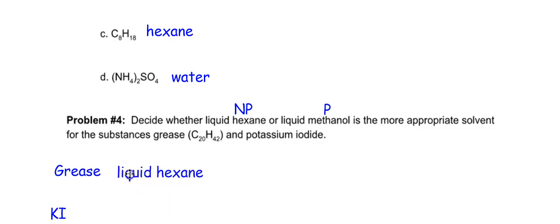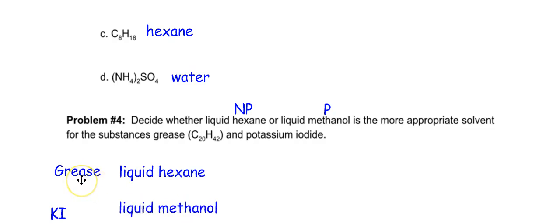All right, well, hopefully you came up with liquid hexane here and liquid methanol here. How did I know? I don't know what grease is. I didn't show you the formula for grease, but does grease dissolve in water? The answer is no. So if grease does not dissolve in water and water is polar, therefore grease must be nonpolar. So you need to have that nonpolar solvent in this case. KI is ionic. It's a potassium compound, so it will definitely dissolve in a polar solvent. I think that's it for section 12.2.